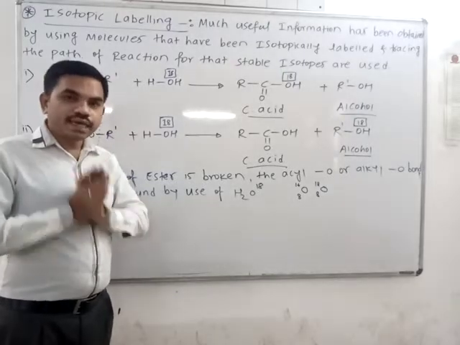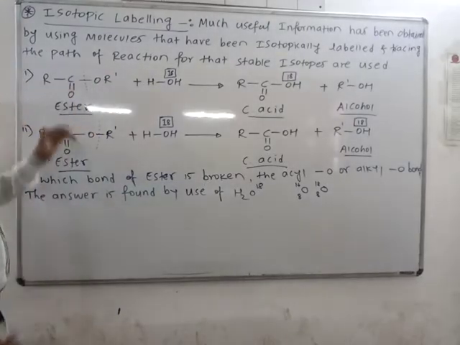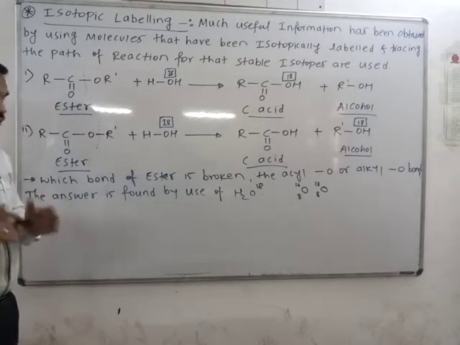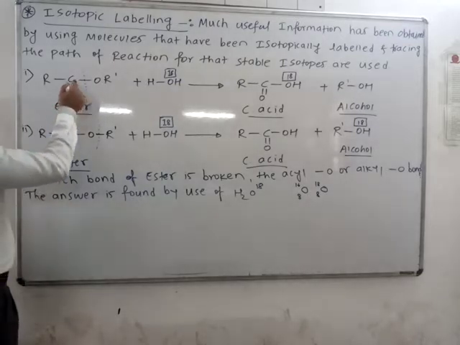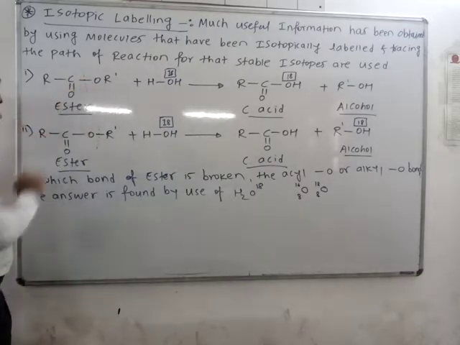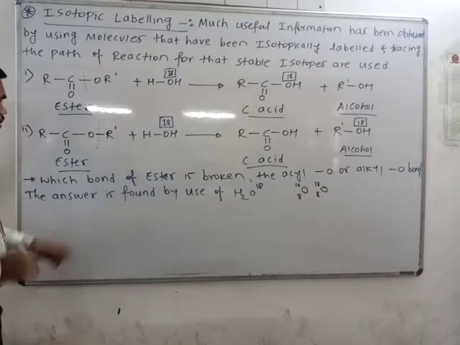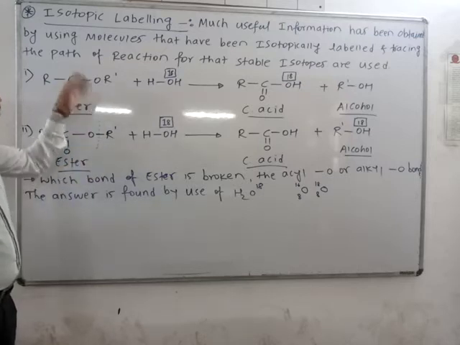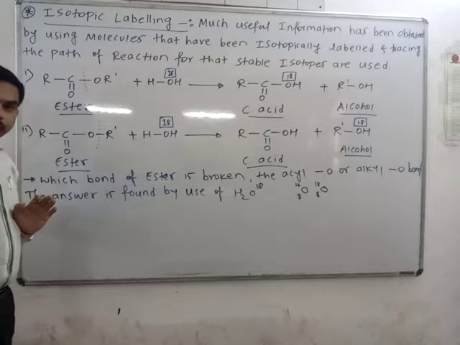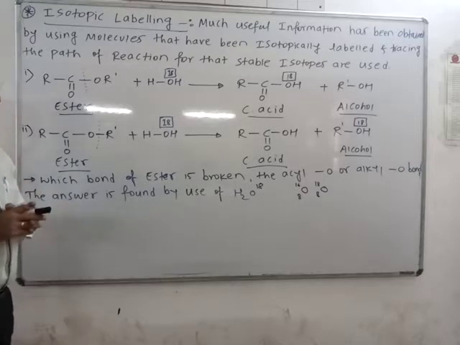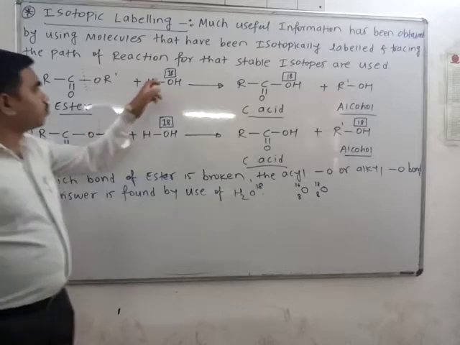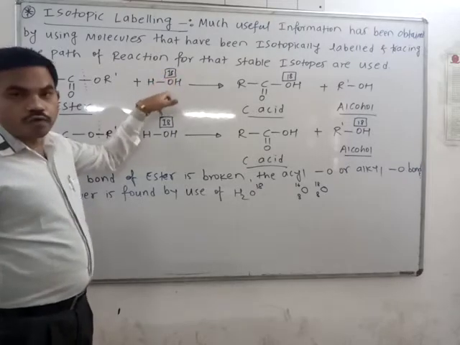When hydrolysis of ester takes place, then either this C-O bond is broken, whether this bond is broken, or this alkyl bond is broken, or this acyl bond is broken. For the identification of that reaction, which bond is broken, nothing but the mechanism path, we have to use here the isotopically labeled O-18 isotope of oxygen.